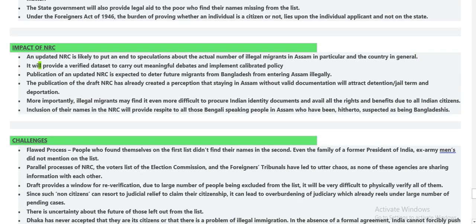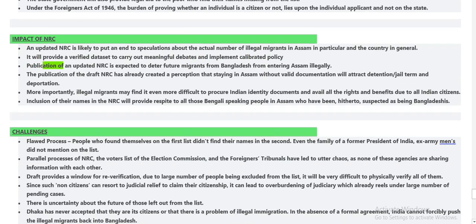Impact of NRC. An updated NRC is likely to put an end to speculations about the actual number of illegal migrants in Assam in particular and the country in general. It will provide a verified data set to carry out meaningful debates and implement calibrated policy. Publication of an updated NRC is expected to deter future migrants from Bangladesh from entering Assam illegally.